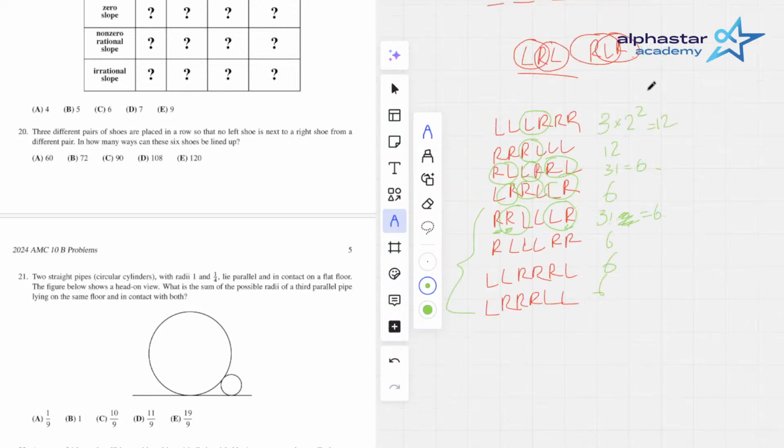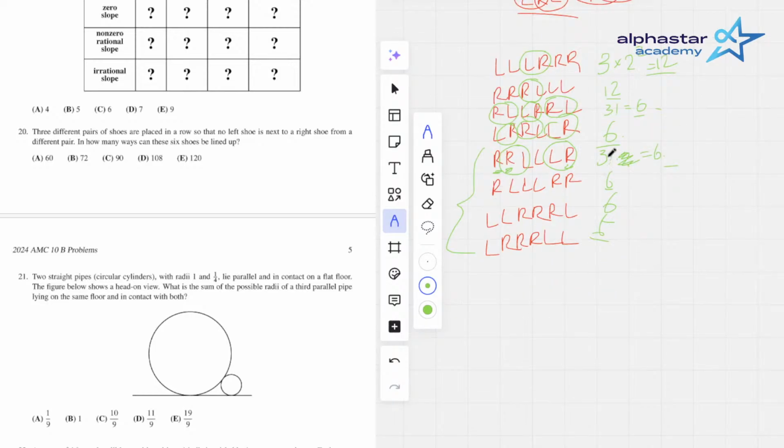Okay, agree. So the answer is just 12 plus 12 plus 6 plus 6 plus 6 plus 6 plus 6 plus 6. That's 36 plus 24. That's 60. A. We'll come back to this one as well, if we can.